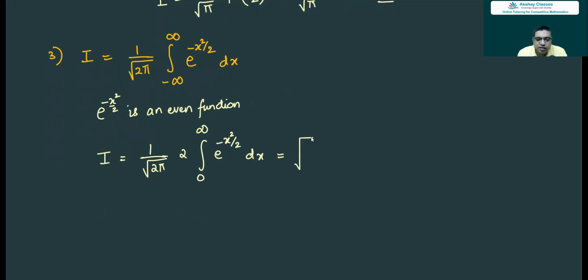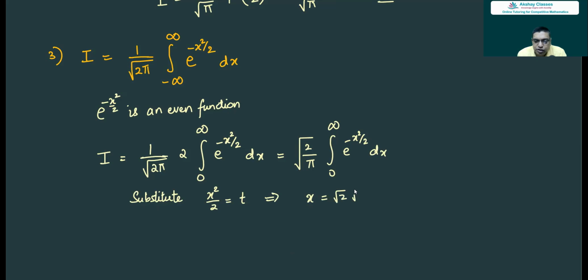So we'll be getting under root 2 by pi into this integral. Now we need to evaluate this. So substitute x square upon 2 is equal to t. So which implies x is under root 2 into under root t, which implies dx is under root 2 into 1 upon 2 under root t dt.